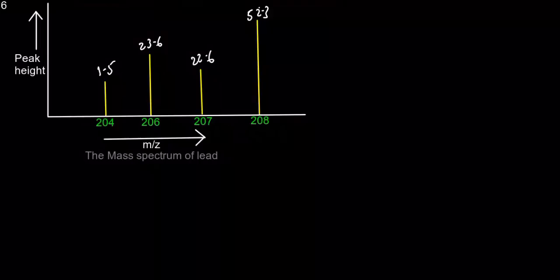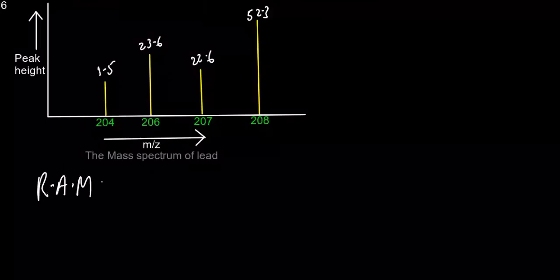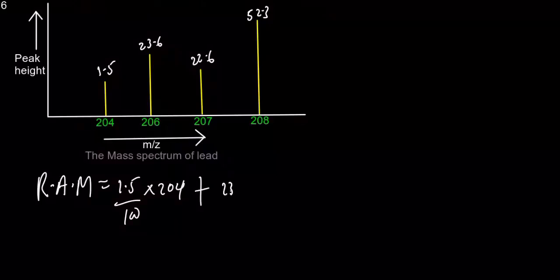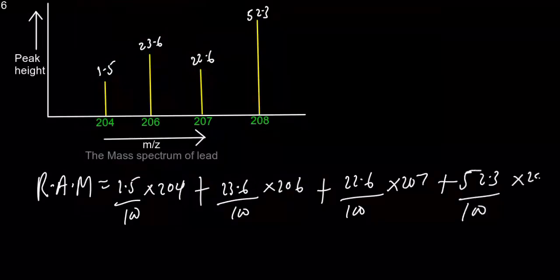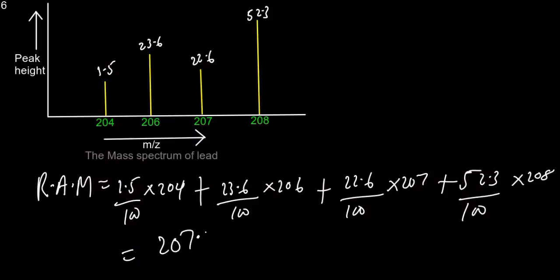So it means that for me to get the relative atomic mass of lead, it will be what? You see this 1.5, I'll write it as 1.5. Remember the percentage, so that's 1.5 over 100 times 204, plus 23.6 over 100 times 206, plus 22.6 over 100 times 207, plus 52.3 over 100 times 208, and that's it. So just use the percentage to multiply the mass, and if you sum up everything together, you should be having something like 207.24, and that's the relative atomic mass of lead. So that's that for that.